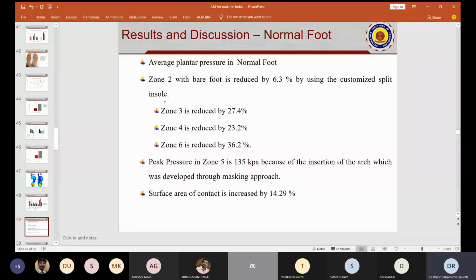And end of the day, speaking of the results, as the footwear is split into zones, you could see from zone to zone. In zone 2, around 6% it got reduced, and zone 3, 27%, and zone 4, it's about 24%. And in total, roughly on average, we can say that around 20% of the entire pressure got distributed. And in terms of surface area, the surface area got improved by 15%.